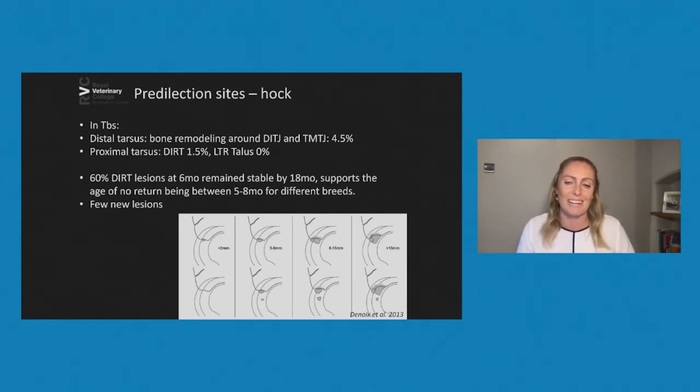Thoroughbreds were more likely, however, to have juvenile bone remodeling of the distal intertarsal joints and tarsometatarsal joints than osteochondrosis of the distal intermediate ridge of the tibia or lateral trochlear ridge of the talus. So really interesting that they are more likely to have the distal tarsal joints affected. Young thoroughbreds are more likely affected by juvenile osteoarthritis and tarsal bone collapse as well.